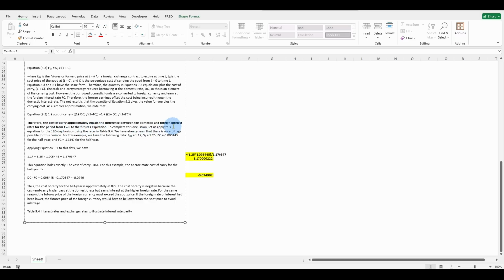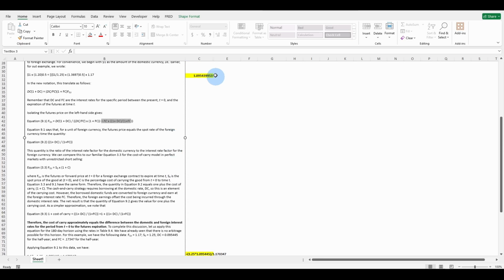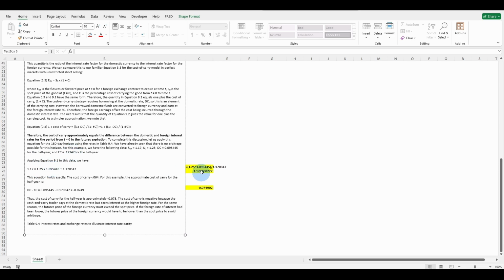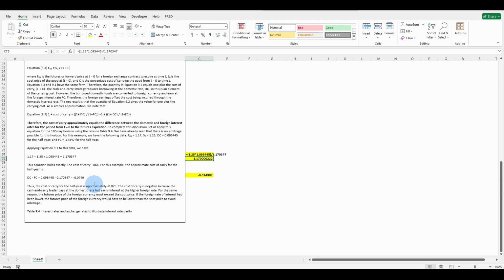To complete this discussion, let's apply this equation for the 180-day horizon using the rates in table 9.4. We have already seen that there's no arbitrage possible for this horizon. For this example, we have the following data: F_0,T is equal to 1.17, S_0 is equal to 1.25, R_DC is equal to 0.0954 for the half year, and R_FC equals 0.17347. Here's the formula. There's the 1.17. The equation holds exactly, with the cost of carry negative 0.064.